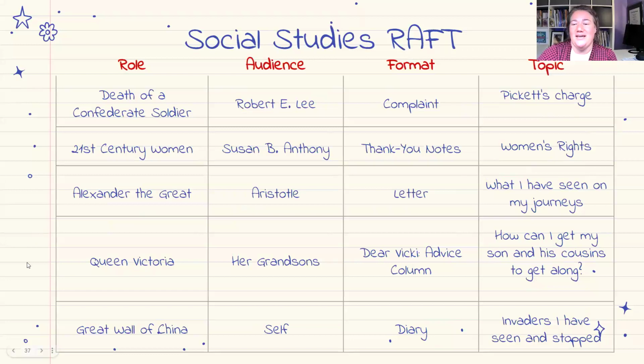For our social studies one, I had my social studies friends write some of these. So I love Death of a Confederate Soldier, writing to Robert E. Lee a complaint about Pickett's charge. Well, I can imagine if I died, I'm probably not pretty happy about it. But how can I express why I'm not happy about it? I like the Great Wall of China, writing to myself as a diary about all the invaders I have stopped because I'm just so fabulous. So it really becomes that creative piece, but they're also showing that knowledge.